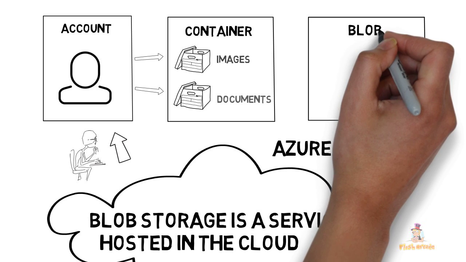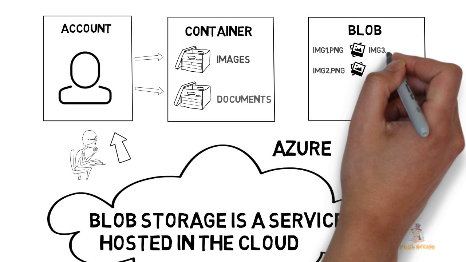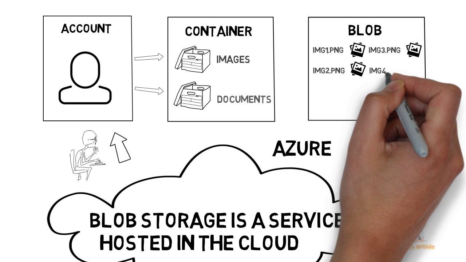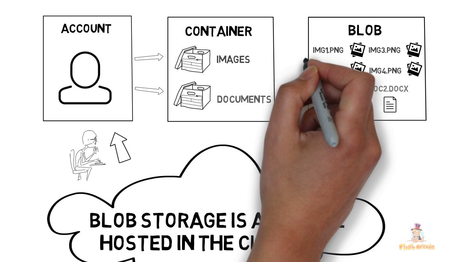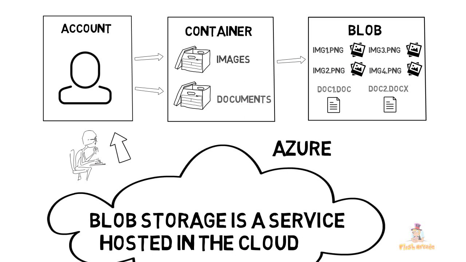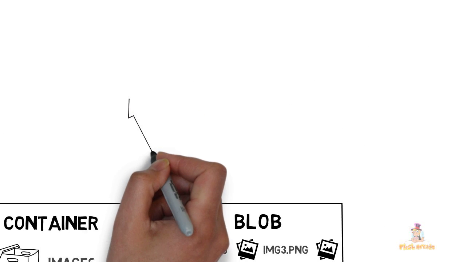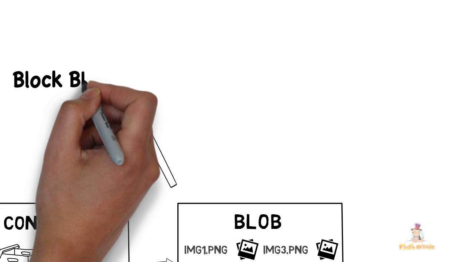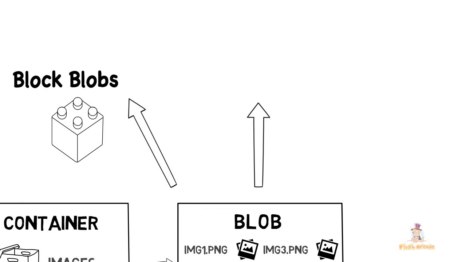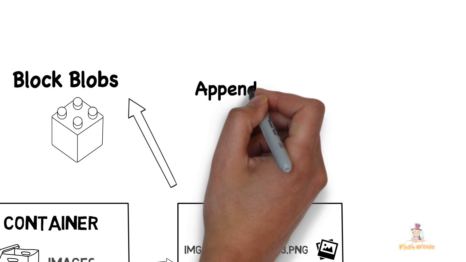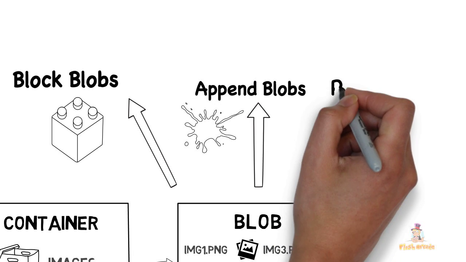So we also have blobs. And blobs are the objects stored inside a container. But blobs can be multiple different types or different data objects. And that's where the dynamic data and unstructured database works really well. So we can break blobs down into three different types. We have block blobs, we also have append blobs, and we also have page blobs.